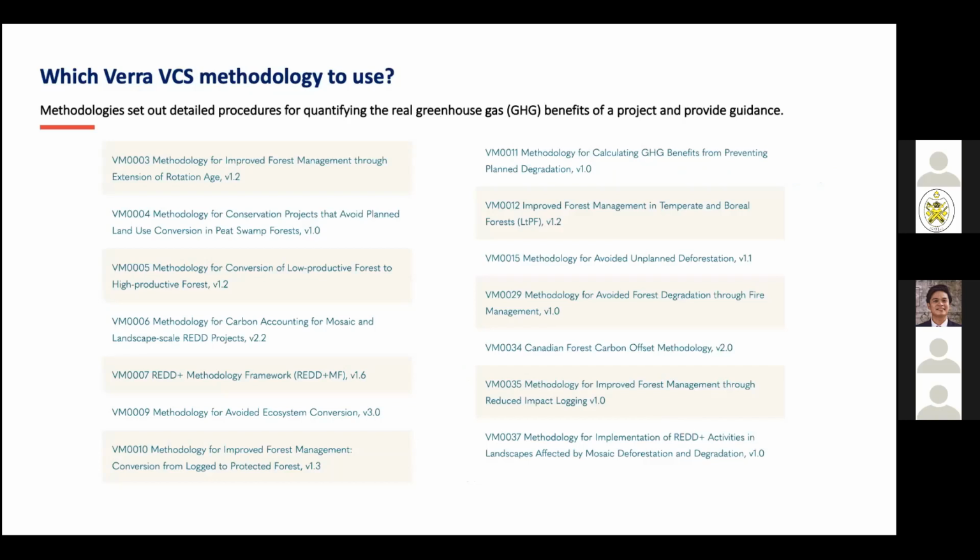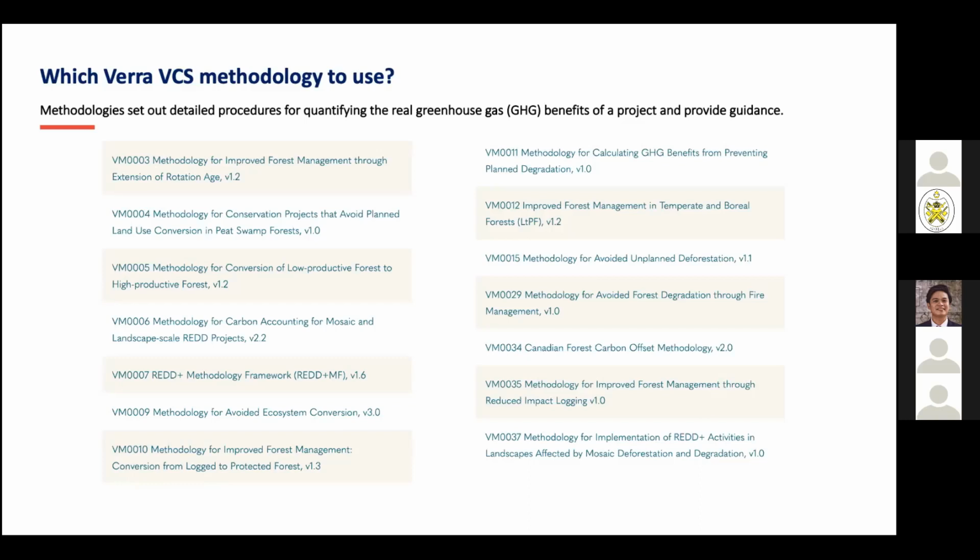Mengelakkan penebangan hutan, avoided logging, restoration, tree planting, penanaman semula, pemeliharaan. There's also specific methods for projek gambut, tanah bencah, and also for pengurusan kebakaran hutan. So there's a lot of methodologies.